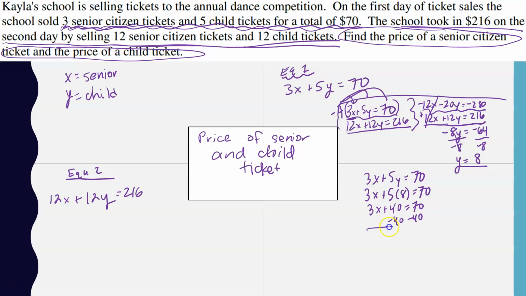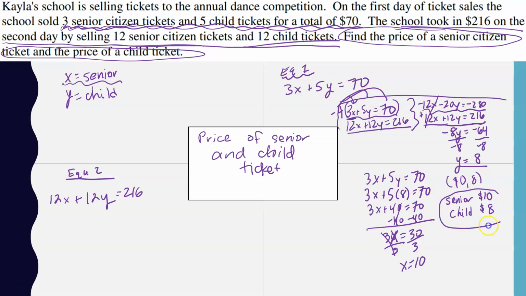Subtract 40. We have to get rid of these steps of algebra. Oops. 3x equals 30. Sorry. Divided by 3. I get x equals 10. Now remember, before we would write it just as the ordered pair, 10, 8. But because it's a real world example, we have to describe what those variables mean. What this means is that I go back and I said x was the senior ticket cost. So a senior ticket is $10 and a child ticket is $8. So that's what I got for my two values.